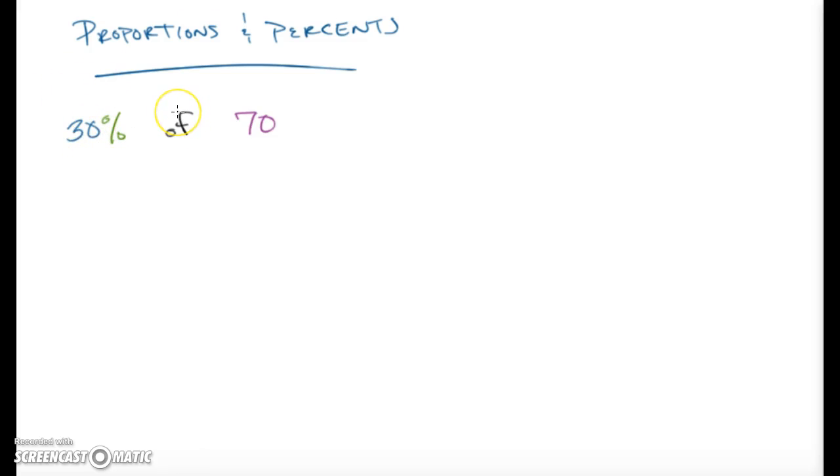30% of 70. You want to buy a pair of pants that are $70, you get 30% off. How much money are you getting off? We're going to set up a proportion here to solve this. So I'm going to say 30%, so I'm going to say 30 out of 100. I'm going to turn that into a fraction. 30 out of 100 is equal to 30%.